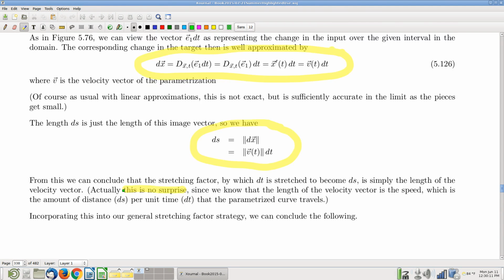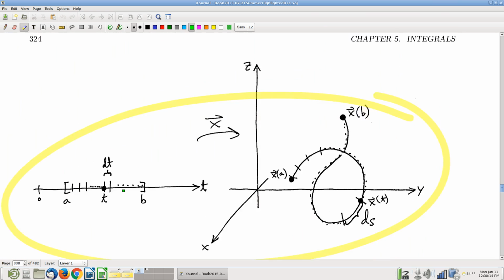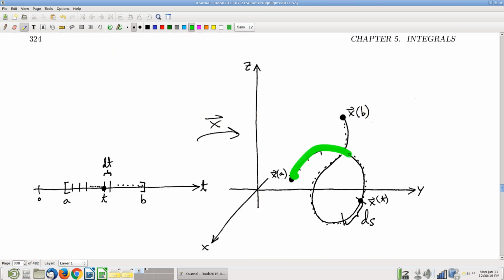So the idea is, I guess I'll come back a little bit further, that for whatever reason, we've got some curve, and we're interested in some computation that happens on the curve. Maybe we want to compute the mass of a rod that's bent into the shape of this curve. Or maybe it's in R2 and we're trying to figure out how much snow is accumulated on top of this driveway that follows a particular curve. Whatever the question might be.